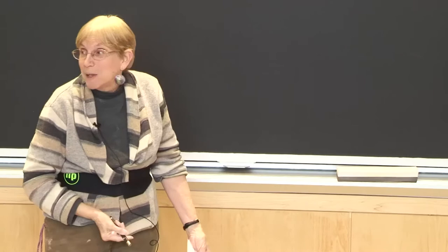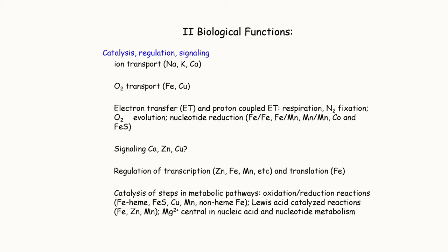Nucleotide reduction. We may never get there, but the last module is, I'm going to show you, you're making deoxynucleotides, right? The enzymes can use manganese, iron, cobalt, and iron sulfur. So they use a wide range of metals to make the building blocks required for DNA. Okay, signaling. I just talked about calcium as a signaling agent. But now it's becoming clear because of studies from the lab and studies from Chris Chang, who is a former lab member, that signaling by metals is much more common than we thought.